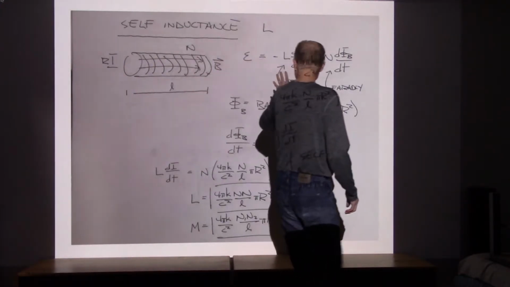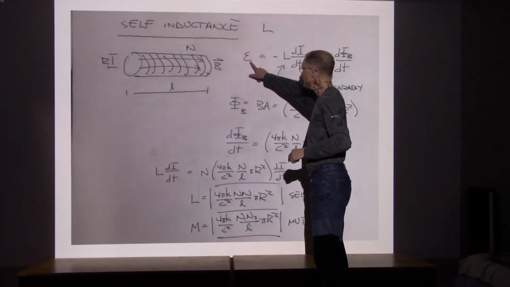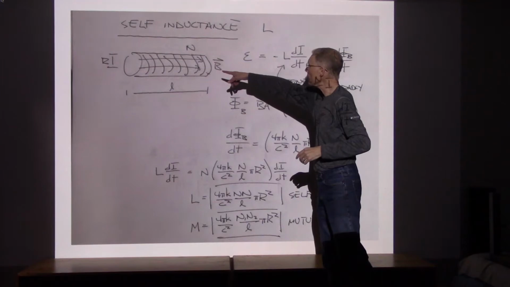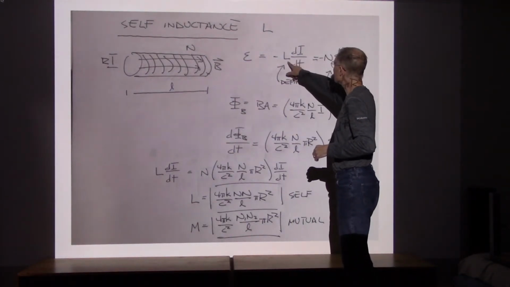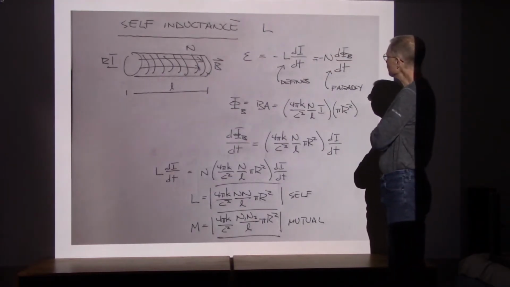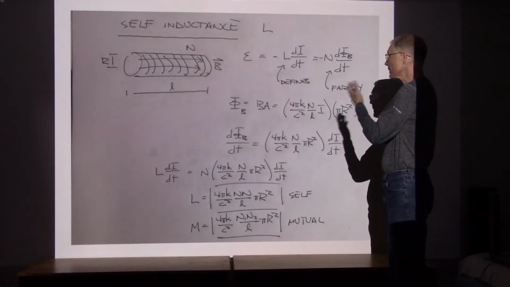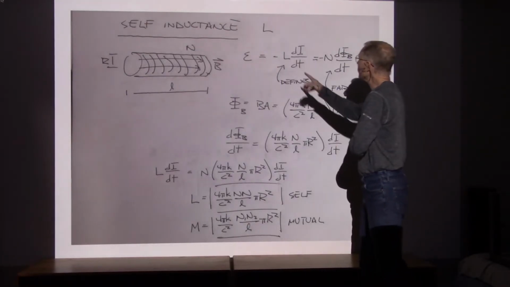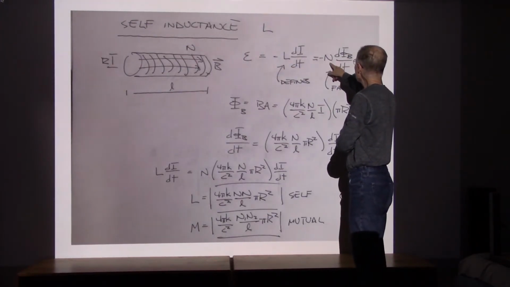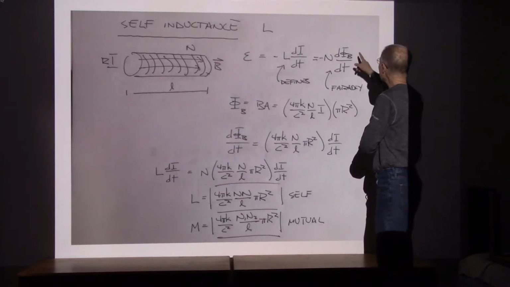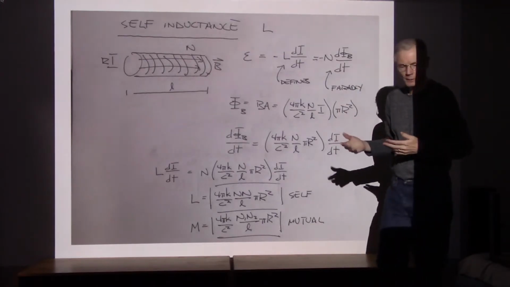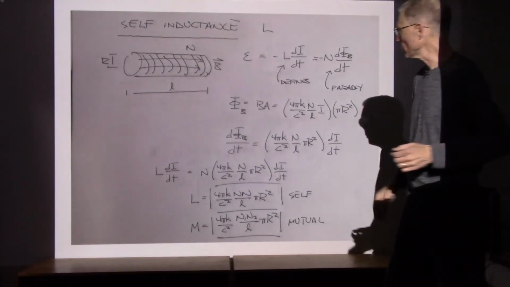And we're going to make a definition here. There's a back EMF, a reverse EMF generated within the inductor itself, and that's given by the inductance times dI/dt. So that's how we're going to define inductance. Now, Faraday's law says that the EMF is going to be given by minus N times dΦ/dt. And we're going to be able to go in and determine at what rate flux is changing.